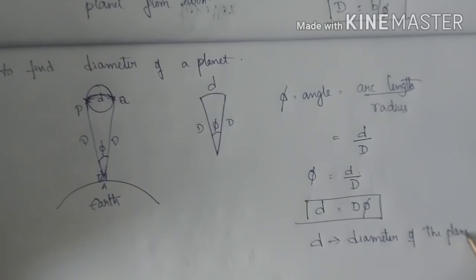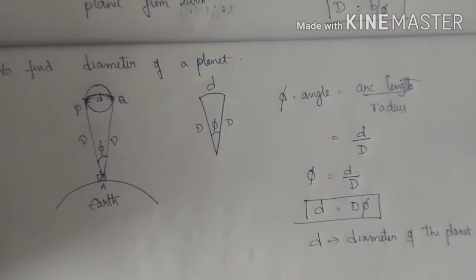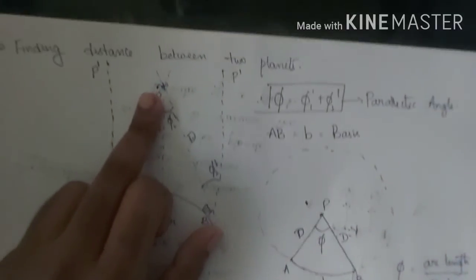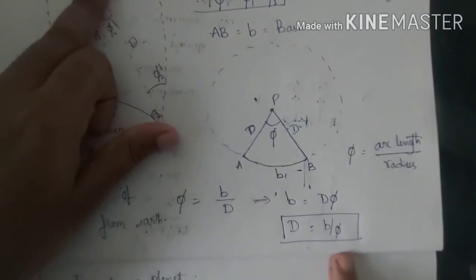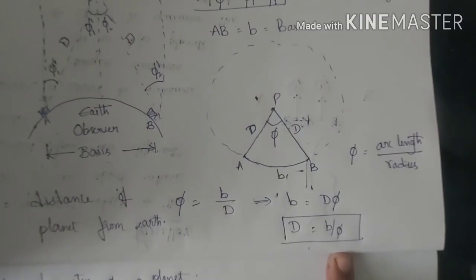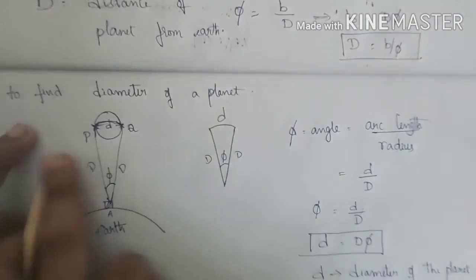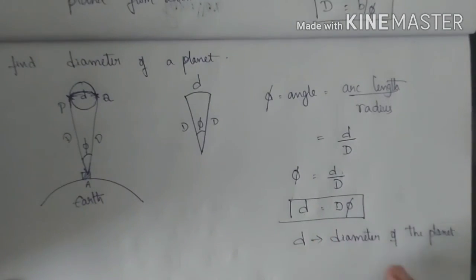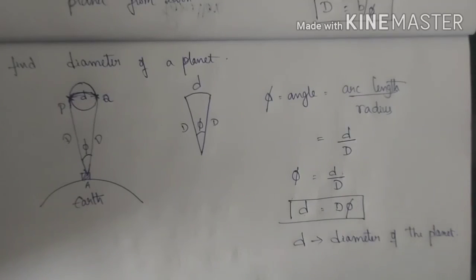So this is how you use the concept of parallactic angle to measure the distance of a planet. The formula is D equals b upon phi. In order to find the diameter of a planet, small d is equal to capital D into phi.